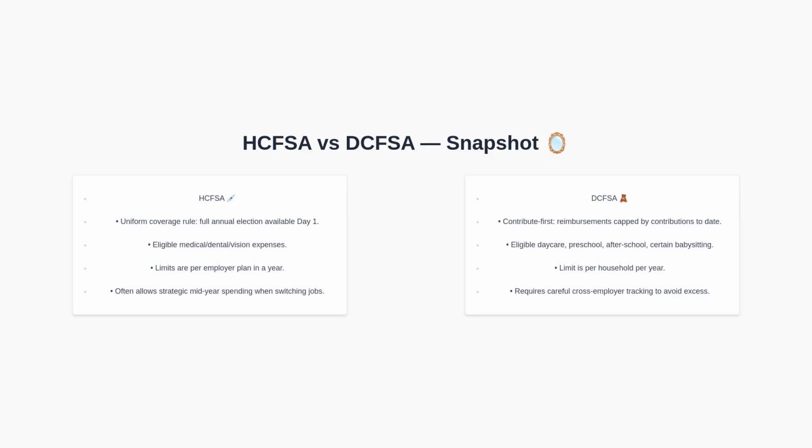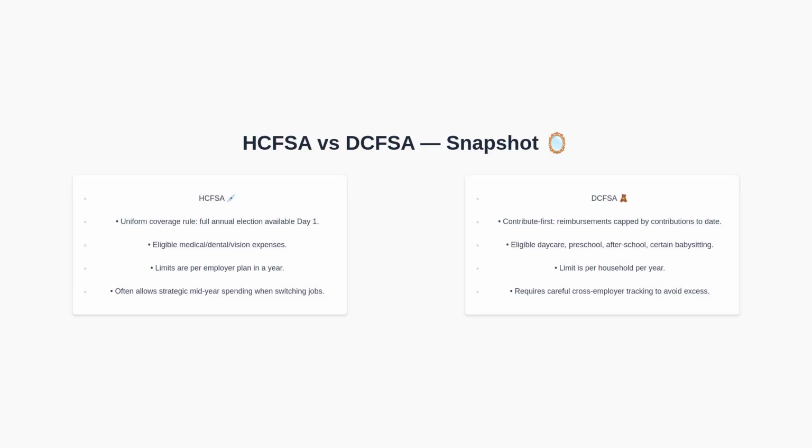Here is a snapshot comparison. On the left, Health Care FSAs. The Uniform Coverage Rule makes the full elected amount available immediately. It covers eligible medical, dental, and vision expenses. Importantly, limits are applied per employer plan, not per individual, across all jobs, which enables a potential mid-year double election when you switch employers. On the right, Dependent Care FSAs.